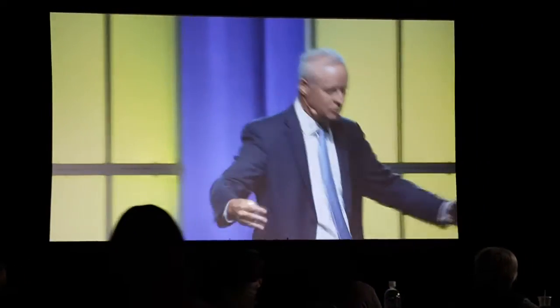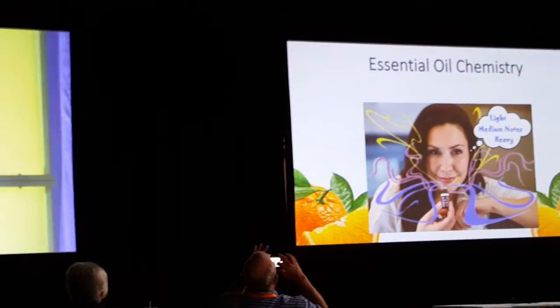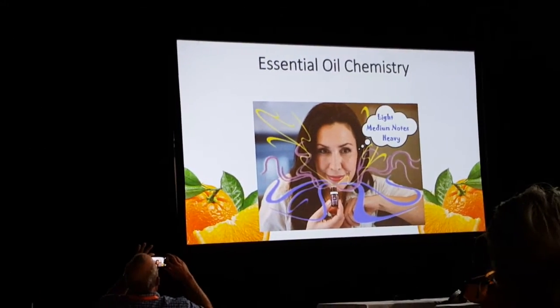Now, I'm going to tell you the language of light, medium, and heavy notes. You understand that light means like flying or very light. Medium is somewhere between, and heavy is right here, big and heavy. Okay? So let's describe those for you. Light, medium, and heavy notes. It's a common phrase when you talk about aroma.